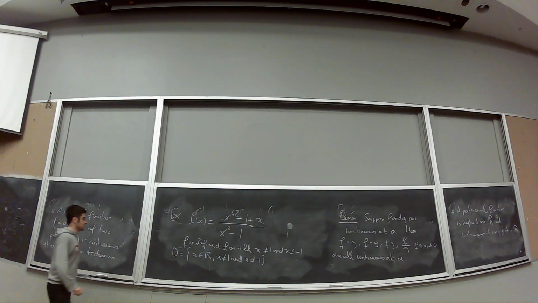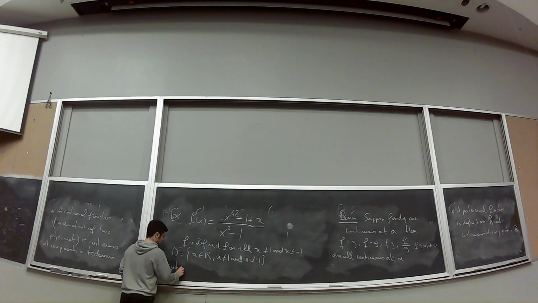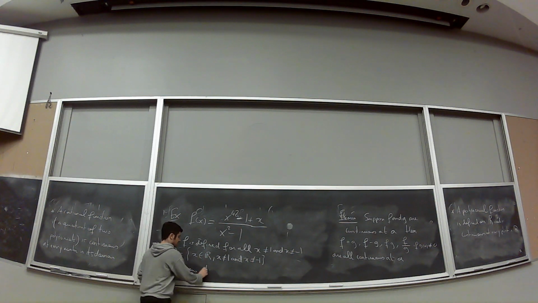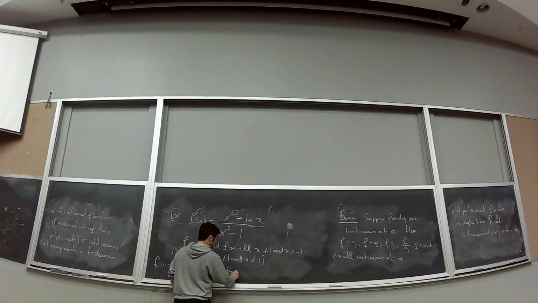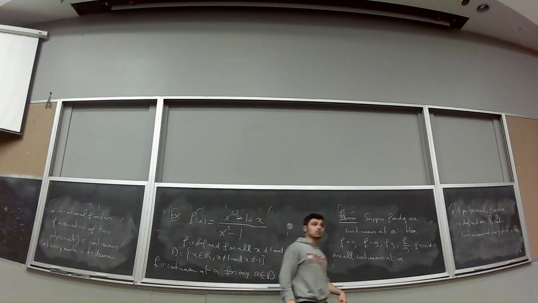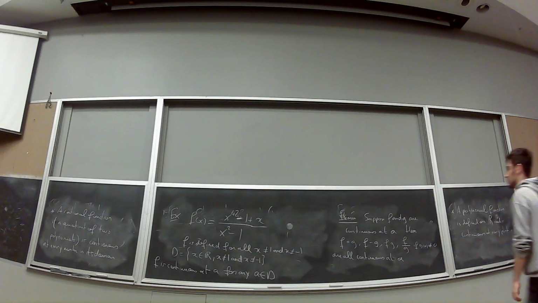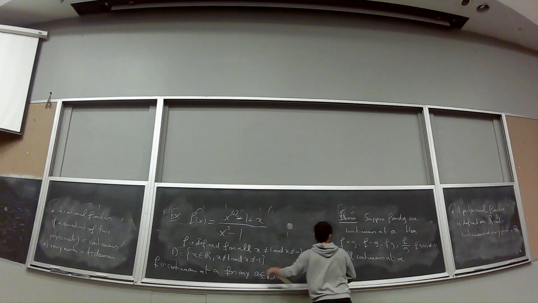Now for any a in D, f is continuous at a, right? We agree with this. The limit as x approaches a of f of x. So let's pick a equals 2. The limit as x approaches 2 of f of x, isn't it equal to f of 2? Yeah? What is the limit as x approaches 2 of f of x?